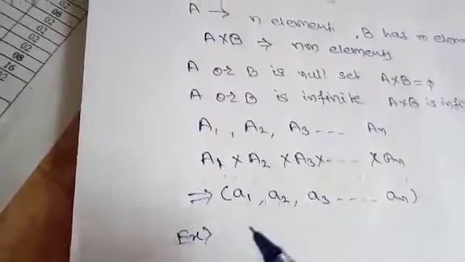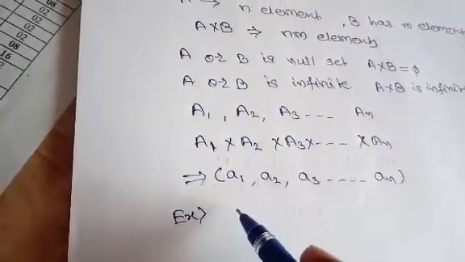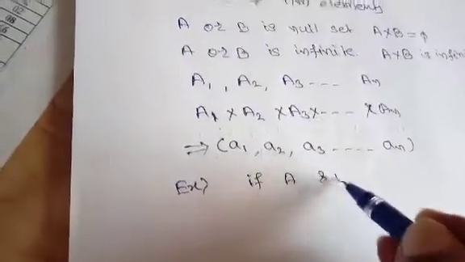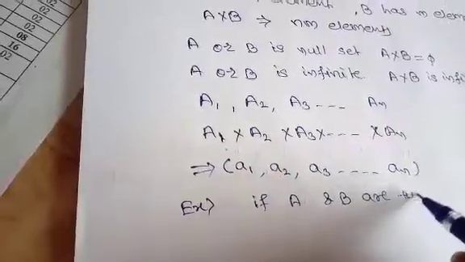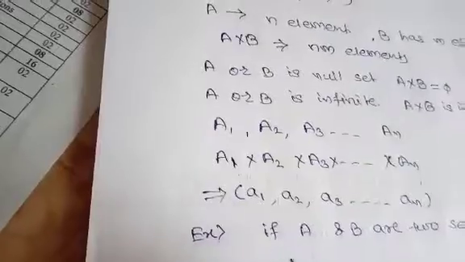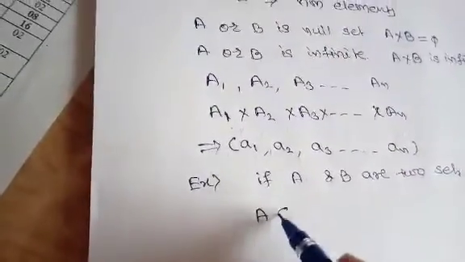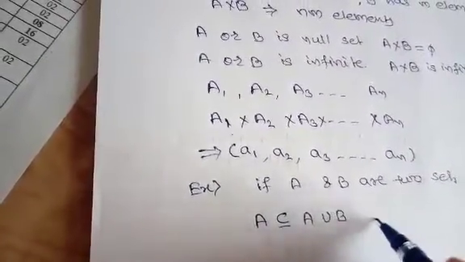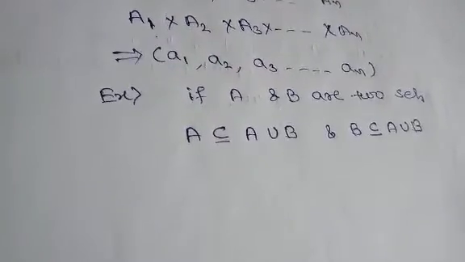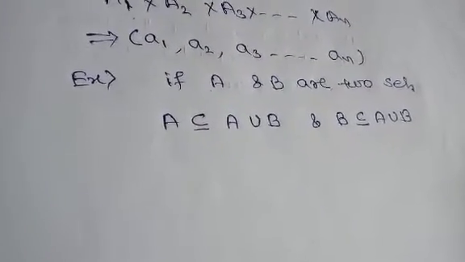Now, for example, if A and B are any two sets, then A is a subset of A union B and B is a subset of A union B. We have to show that if A and B are any two sets, then A is a subset of A union B and B is a subset of A union B.